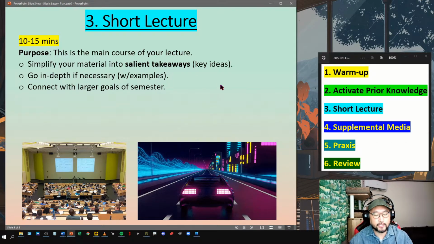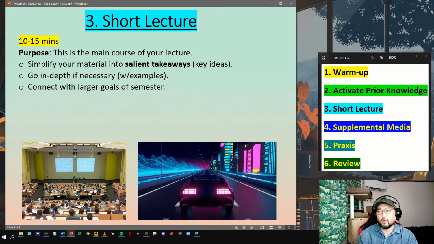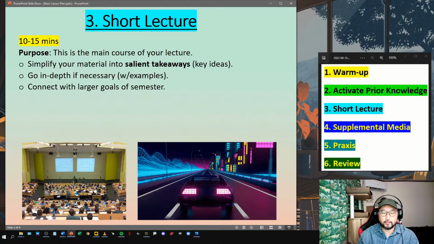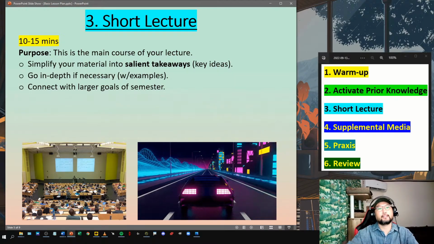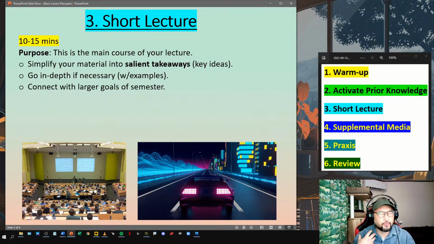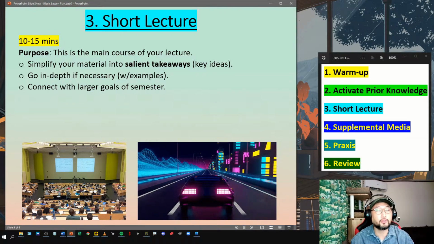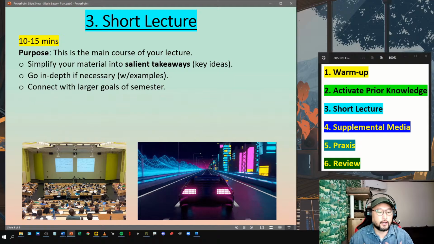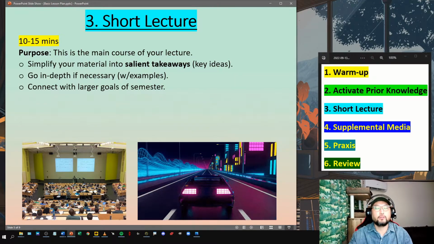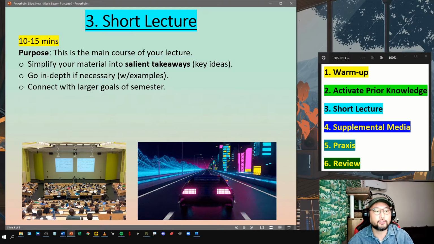Another thing I try to do is connect today's lesson with the larger goals of the semester. So if the goal of the semester is to develop academic writing skills, then I'll try to connect today's lesson to that larger academic goal. I really try to bring in the big picture from time to time, almost weekly, so that students feel a sense of connection between what they're learning right now and the larger academic goals, the semester goals.